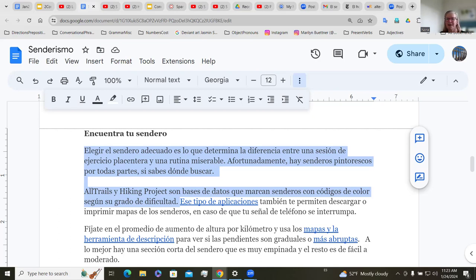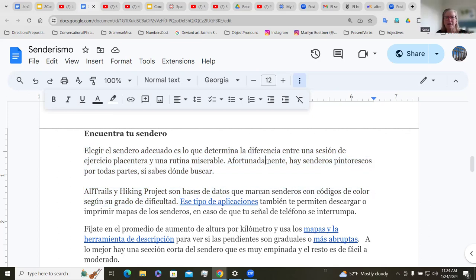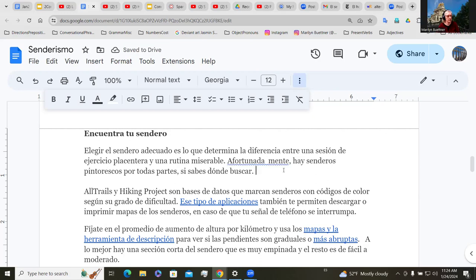Afortunadamente. Man, help me roll through that one. That is a good word. Sí, es una palabra. Okay, so let's take it apart into two words, even though it's not two words. Afortunadamente. There you go.